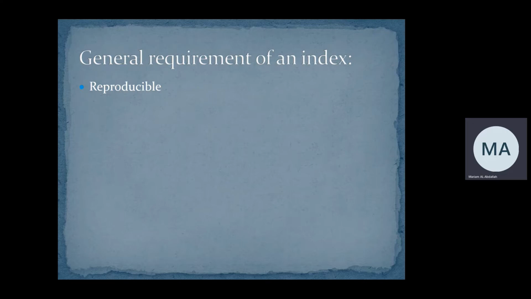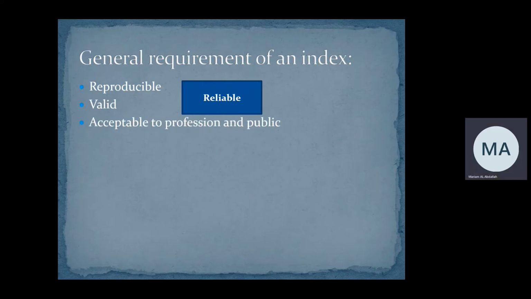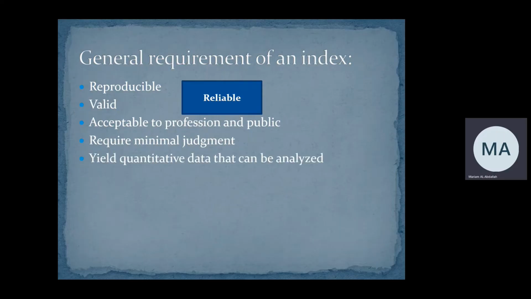Any index or classification should have certain requirements. It should be reproducible. It should be valid. Valid means that it should measure what it is designed to measure. So it should be accurate. Both reproducible and valid means reliable. So the index should be reliable. It should be, of course, acceptable to the professional and to the public. It should require minimal judgment. It should yield quantitative data that can be analyzed and therefore used in research, used to publish. It should be cheap.